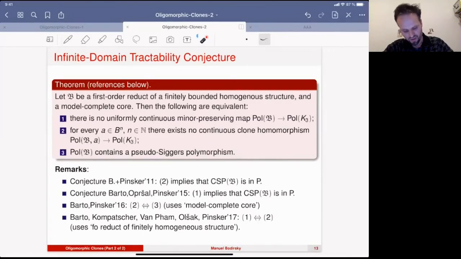So here 1 says our strongest tool fails. 2 says that whenever I fix finitely many constants, and I stabilize my clone at these constants, I require that I'm only looking at polymorphisms that fix those constants too. Then the resulting clone should not only have a minor preserving map to the polymorphism clone of K3, but even a clone homomorphism, even a map that fully respects composition. All right, so this is 2. And this is how we originally phrased it already in 2011 with Michael Pinsker. We already by then said, well, this is a very strong tool for proving hardness. Everything else should be in P. And it turns out that 1 and 2 are equivalent.